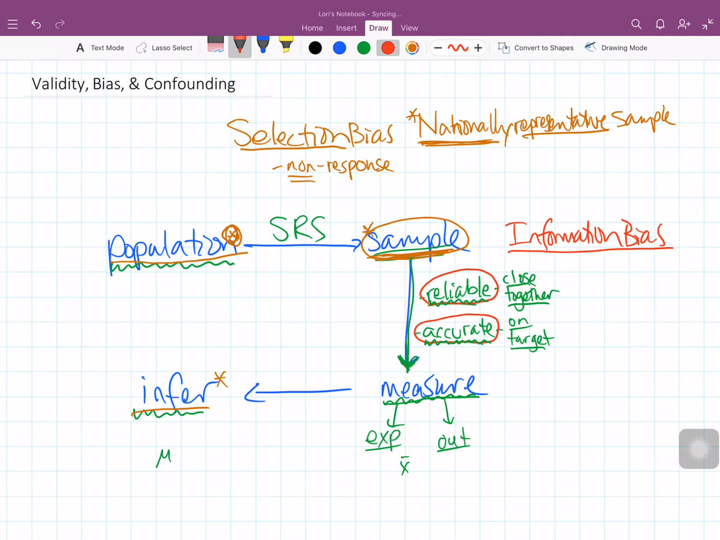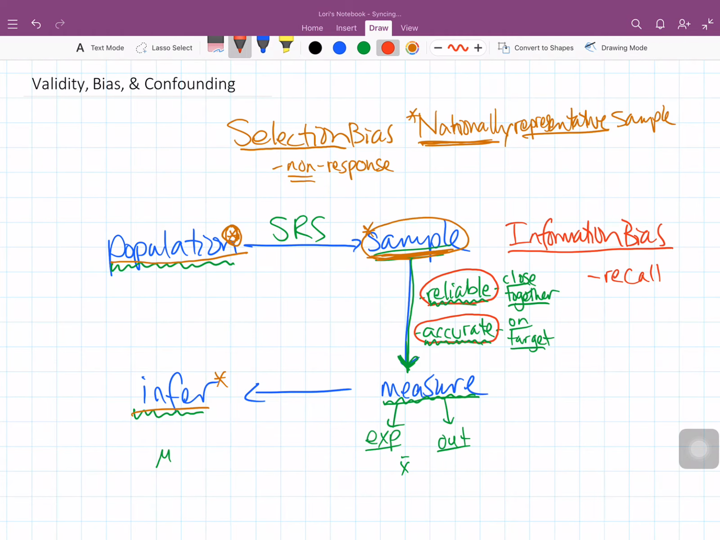So let's talk about a couple of different kinds of information bias. One of them is called recall bias. And by the way, all of these are listed in more detail in your textbook, so I'd recommend that you look those up. Recall bias means that the person who is the study participant remembers things differently depending on what group they're in.